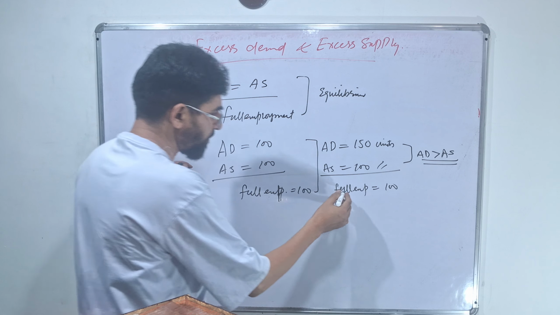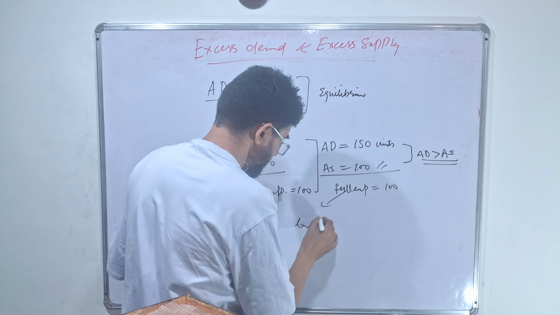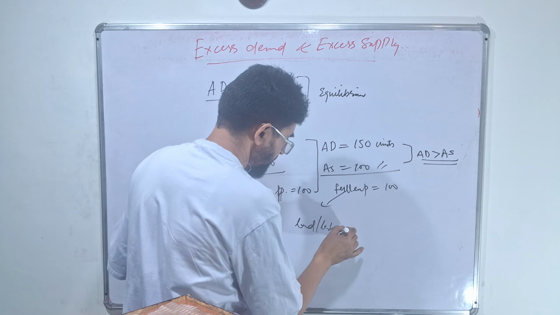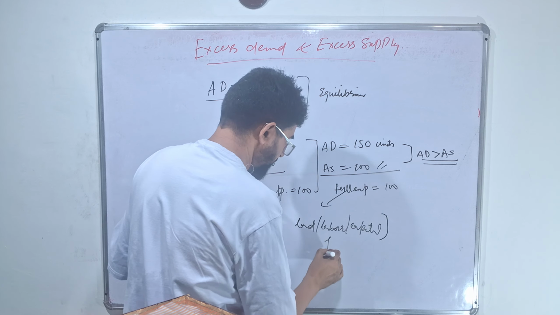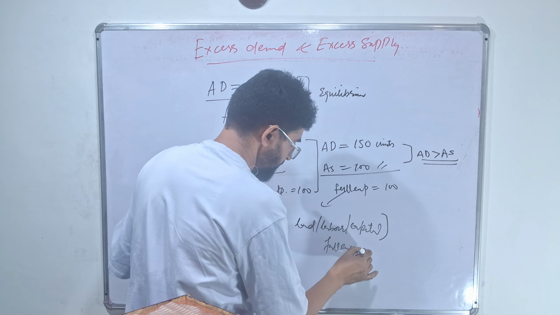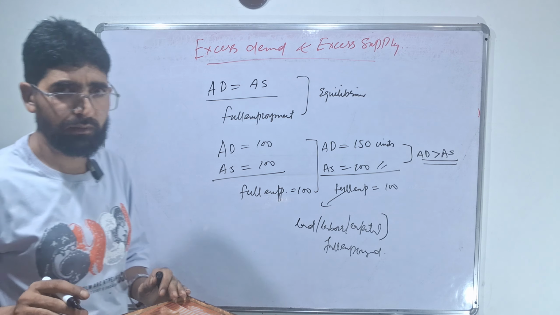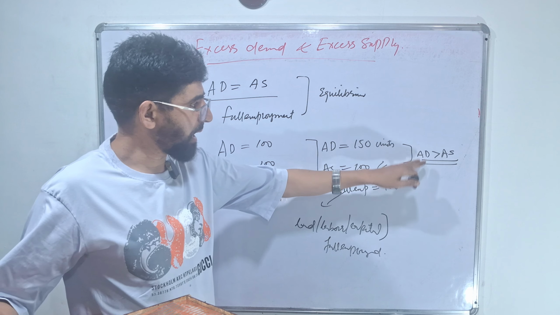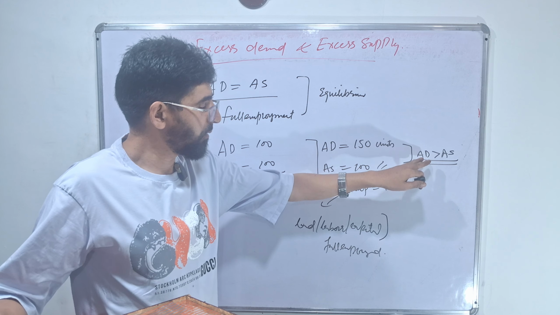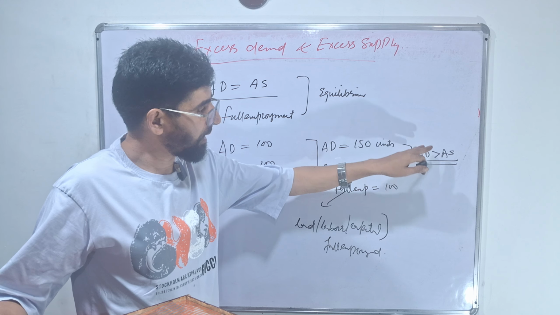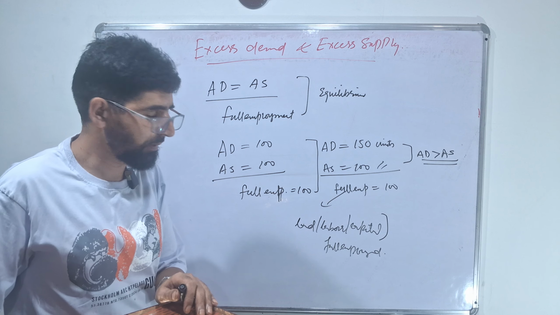What we call this full employment, as I told you, this means land, labor, capital, they are fully employed. They are fully employed. That we call full employment level. Means when aggregate demand is above the full employment level, then at that time we will call it excess demand.